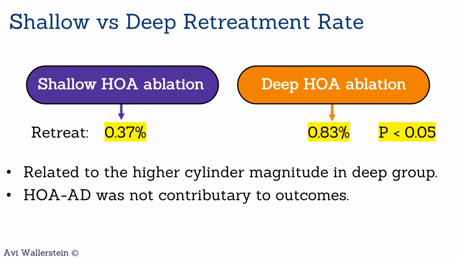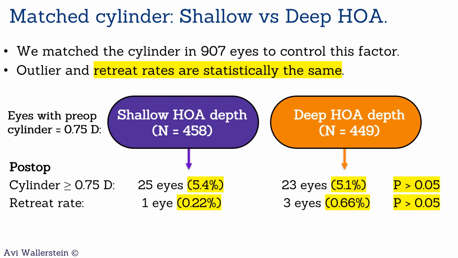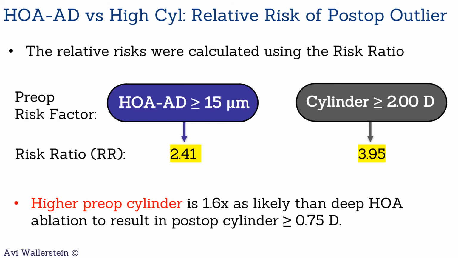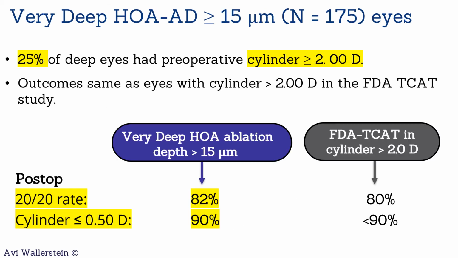We also found a marginally higher retreatment rate in the deep group, although both were below 1%, again due to the deep group's higher cylinder magnitude pre-op, with HOA ablation depth having no correlation to outcomes. Matching pre-op cylinder in both groups, the retreatment rate becomes the same. We looked at relative risk and found that high cylinder was 1.6 times as likely as deep HOA ablation depth to result in an outlier outcome.